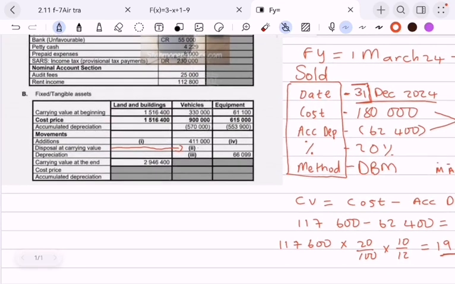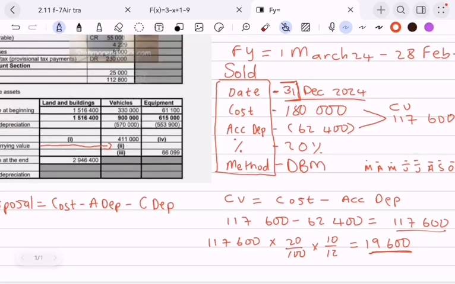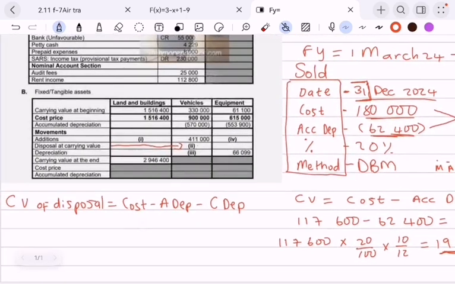So to get your carrying value of disposal, simple, you have to say your cost minus your accumulated depreciation, then minus your current depreciation. So there's our current depreciation, there's our accumulated depreciation, and that is the cost. So let us substitute quickly there.